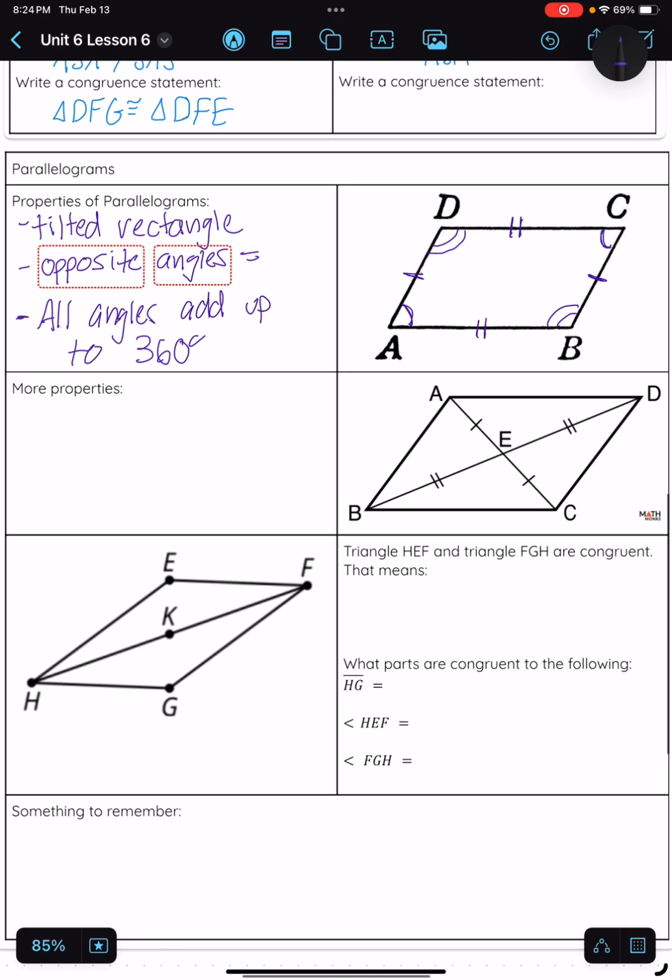A few more properties is that if you draw a line from A to C and B to D, the place where they meet, this center point E, cuts both of those lines in half. So here, this E is a bisector. It's a bisector of AC and BD.